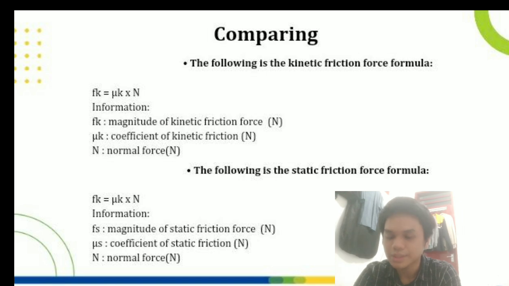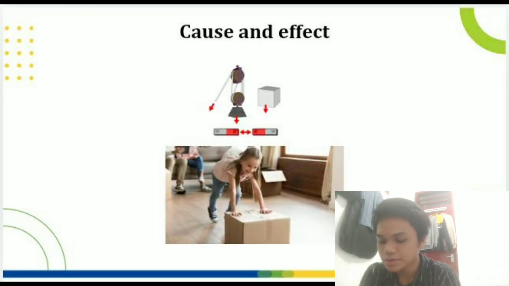And the third part of the presentation is cause and effect. Factors that influence friction force and the impact of friction force. Friction is a force that works due to the touch of the surfaces of an object. This force works in the opposite direction to the direction of motion of the object. Friction can occur due to contact between the surface of an object and the pad. So when an object moves, friction will form between them.